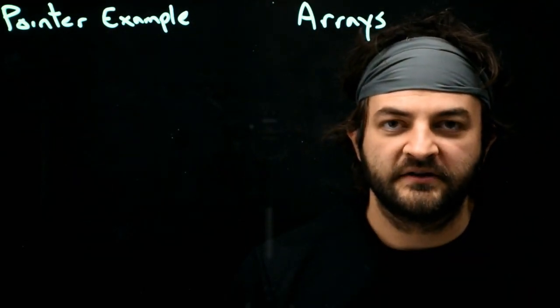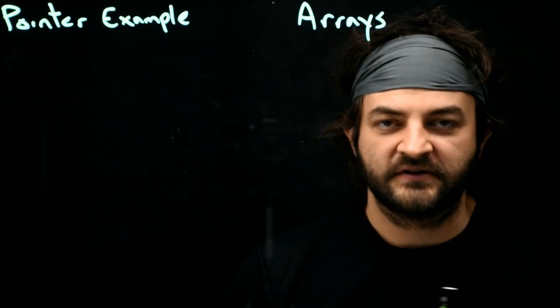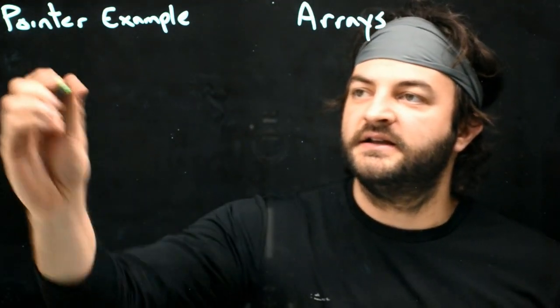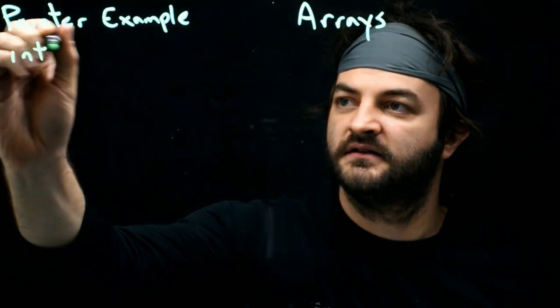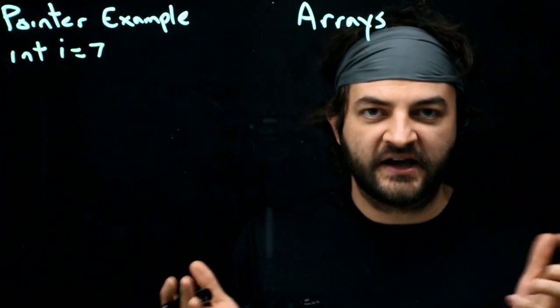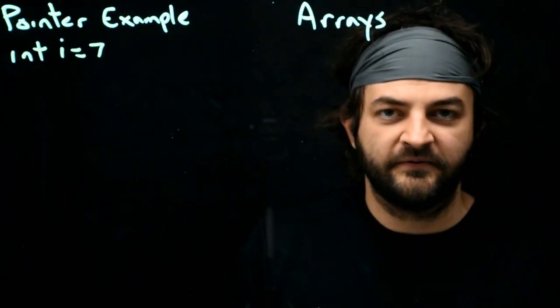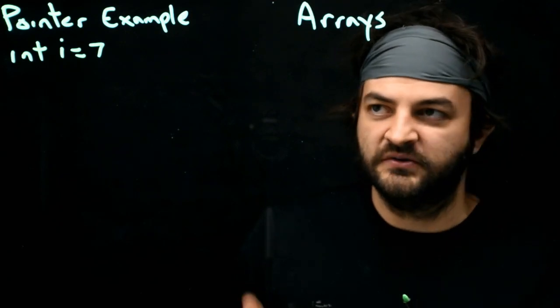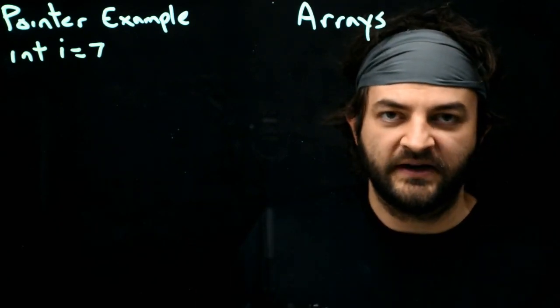In this video, I want to talk about an example using pointers that's similar to one that you see in the homework. So we're going to start with making an integer, int i, and I'm going to assign it the number 7. So somewhere in our stack of memory, the compiler said, I'm going to go grab 4 bytes, and I'm going to stick the 32-bit value 7 among those 4 bytes.